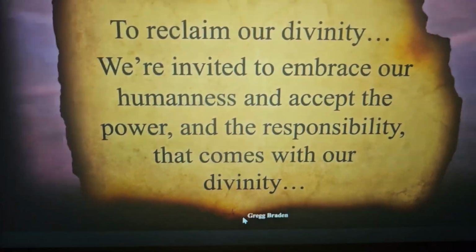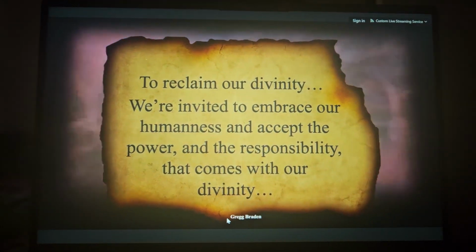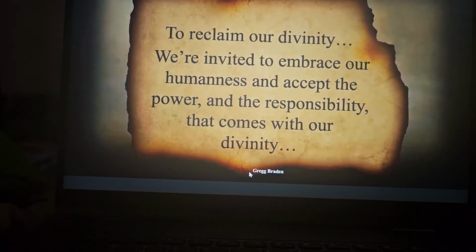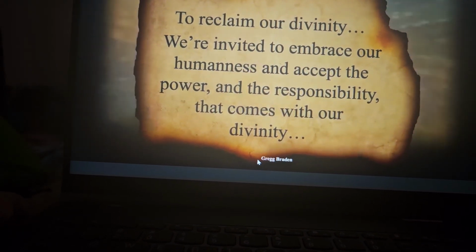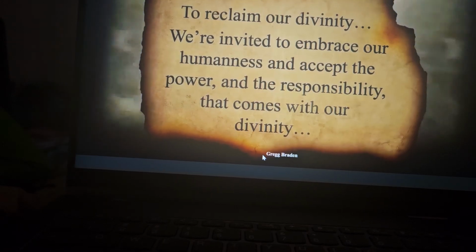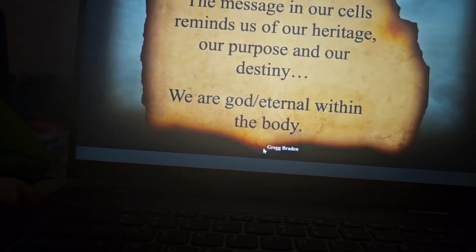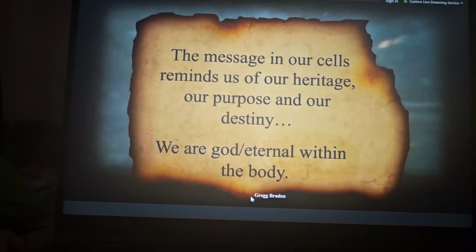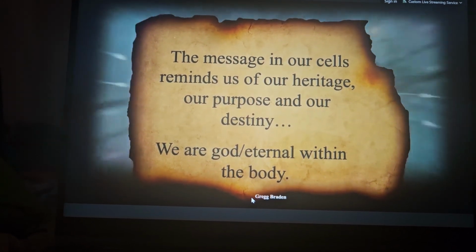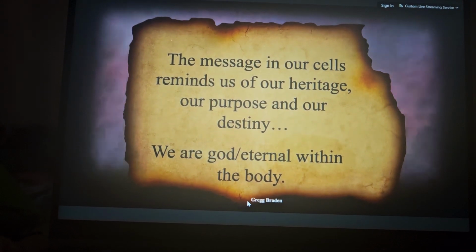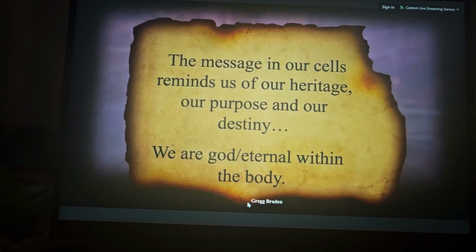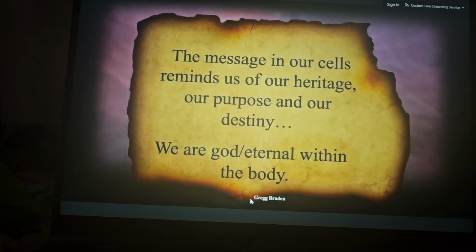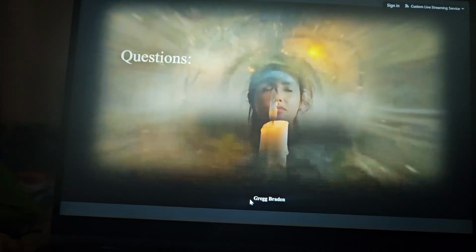To reclaim our divinity, we're invited to embrace our humanness. We cannot separate the two and accept the power and the responsibility that comes through our human divinity. And it's this message in ourselves that reminds us of our heritage and our purpose and even our destiny. Our destiny to live our humanness to the fullest extent. To love this world into peace. We are God eternal within the body. And that's what gives us that right.